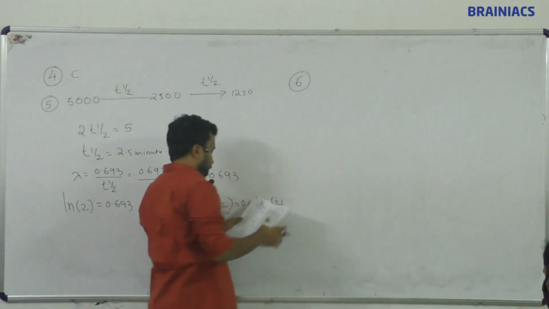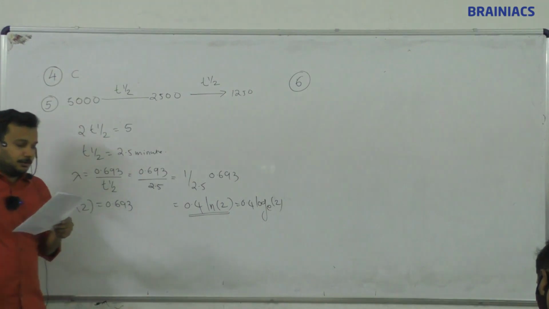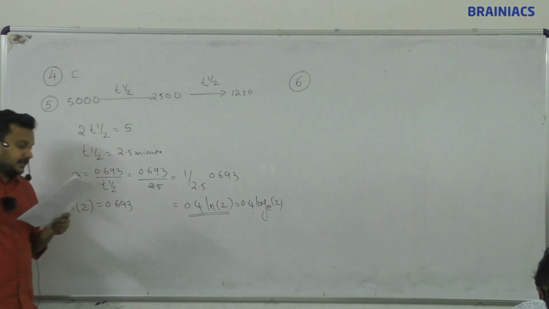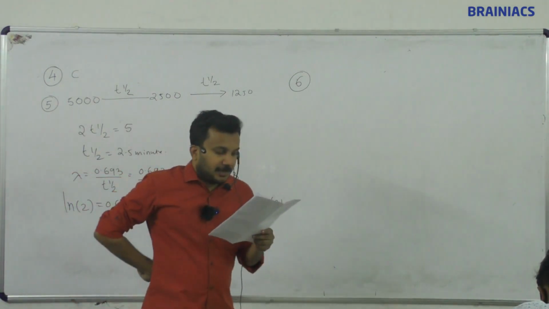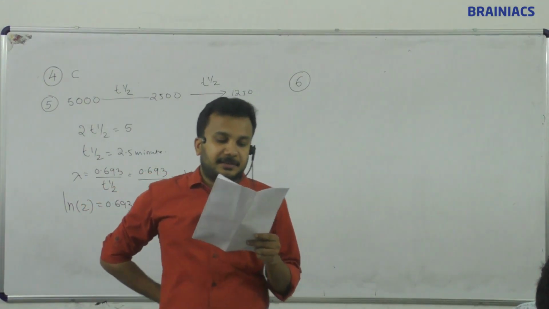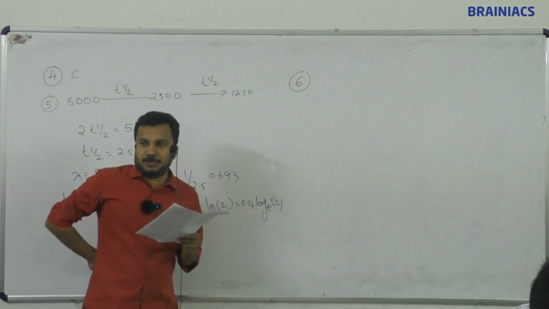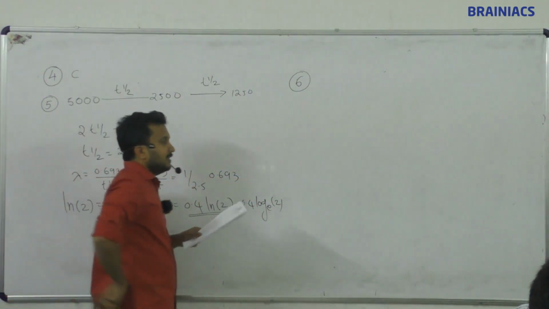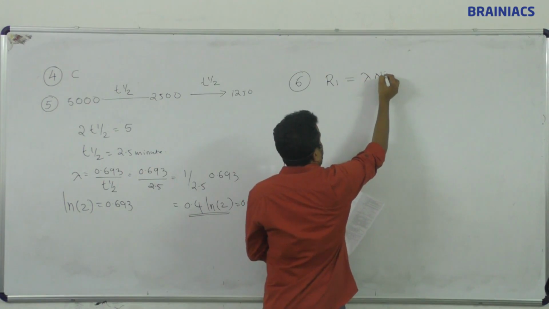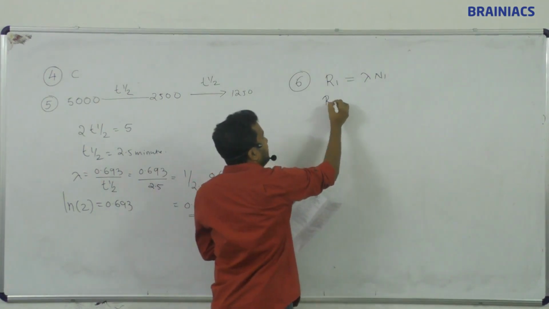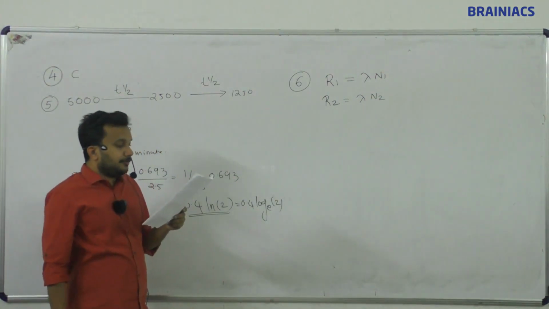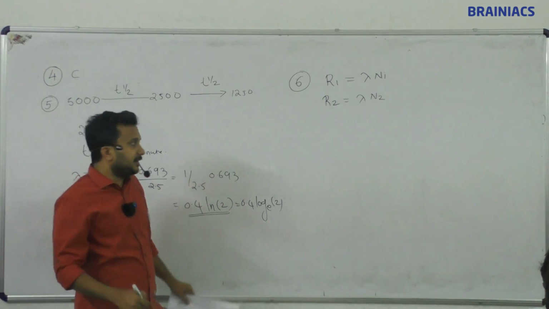Sixth one. Radioactivity of a sample is R1 at a time T1, and R2 at a time T2, with numbers N1 and N2. If the half-life of the specimen is T, then the number of atoms that have disintegrated in the time T1 minus T2 is proportional to? What is the rate of disintegration? R1 is equal to lambda times N1. For the second case, R2 is equal to lambda into N2. What is the question asking? The number of atoms that have disintegrated in time.